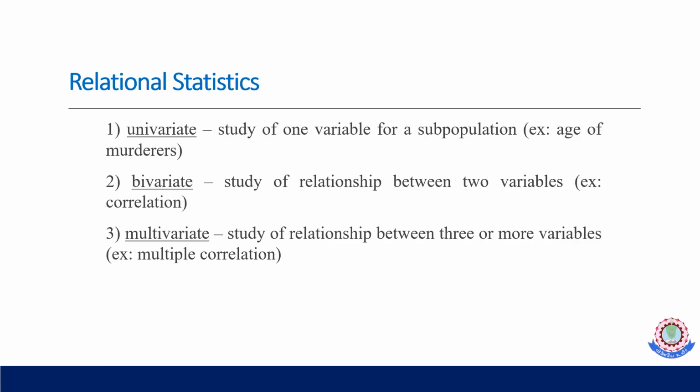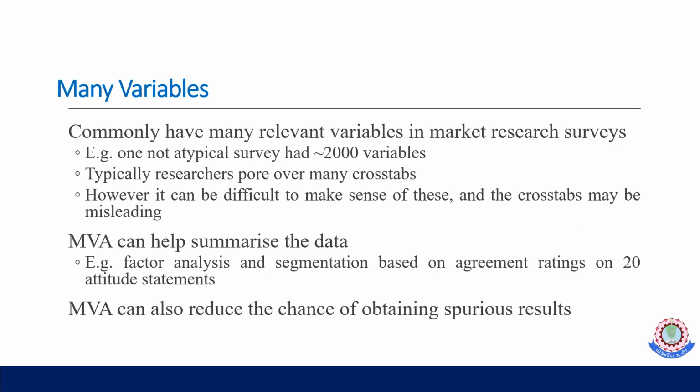Relational statistics, we all know, involves univariate, bivariate, and multivariate. We have dealt with univariate, where we describe one variable for a subpopulation, for example, the age of murderers. The next one is bivariate, the study of the relationship between two variables, where we deal with correlation. The next one is multivariate, the study of relationships between three or more variables, that is, multi-correlation present in our settings.